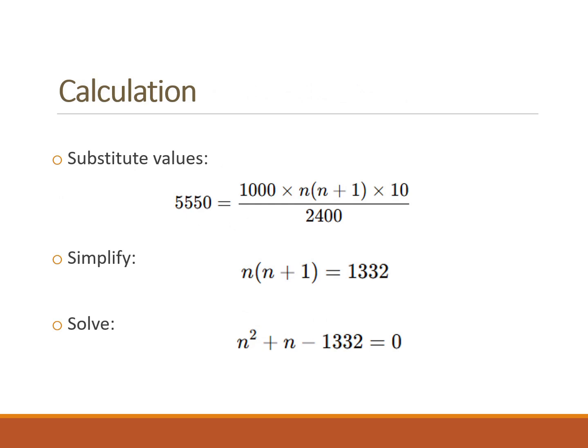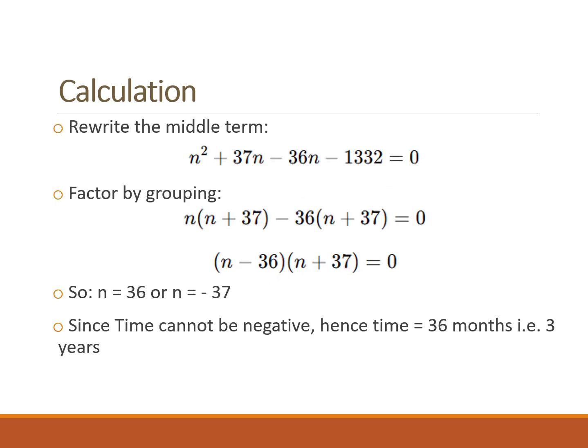Let's use the interest formula for recurring deposits. After substituting the known values, we simplify and find that n times n plus 1 equals 1332. Now, we factor the equation and get two possible values for n, 36 and negative 37. Since time cannot be negative in this context, we reject minus 37. Therefore, Priyanka held the account for 36 months, or 3 years.